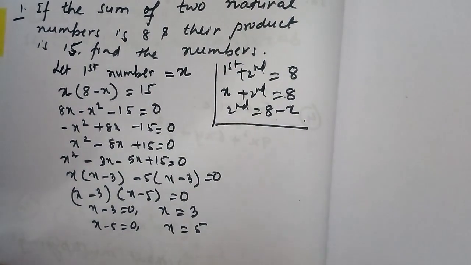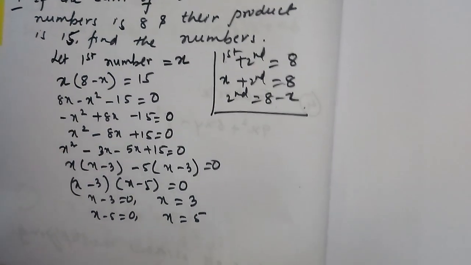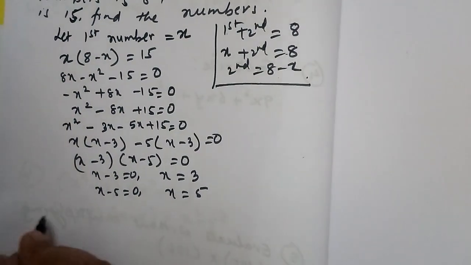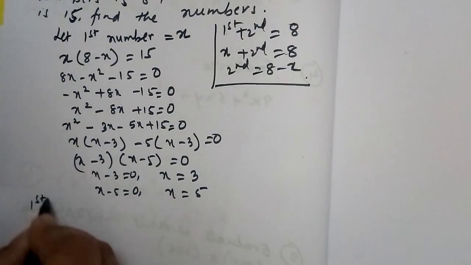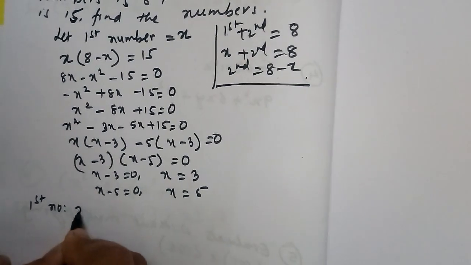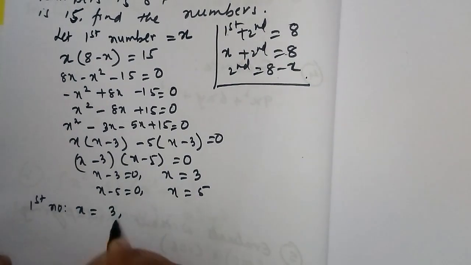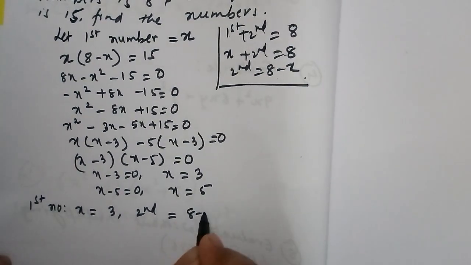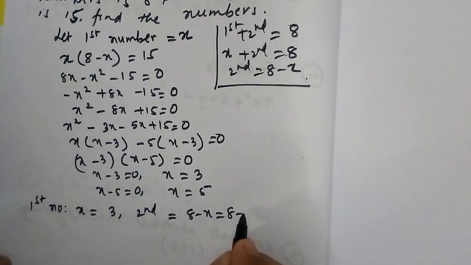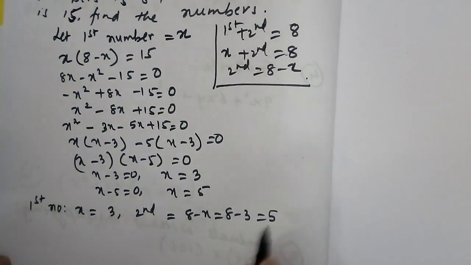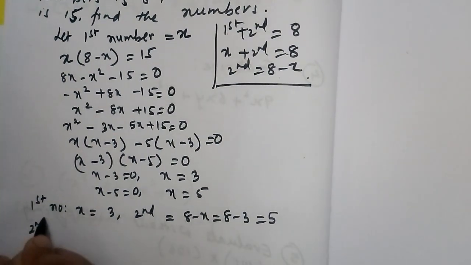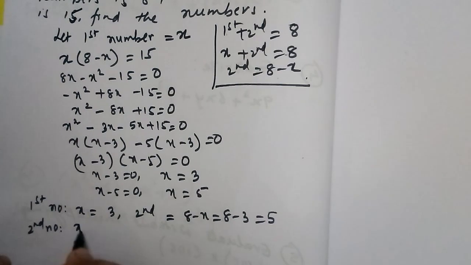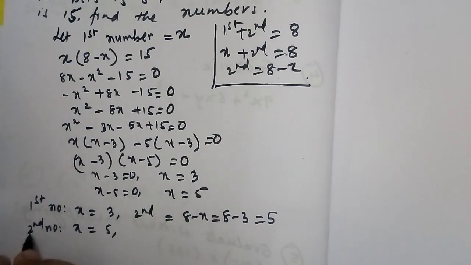Now the most important thing in quadratic equations is you have to write the final answer. So what is your final answer now? So when first number x equal to 3, second becomes 8 minus x, that is 8 minus 3 equal to 5. Second number equal to 5.